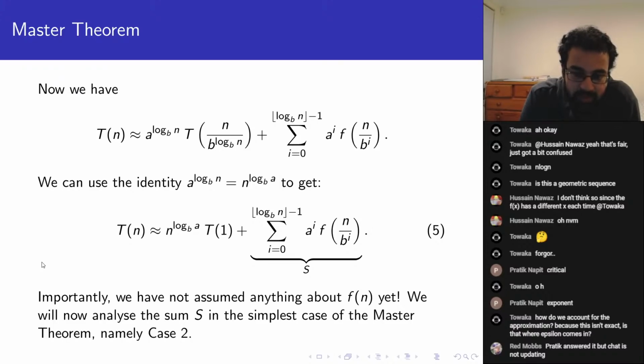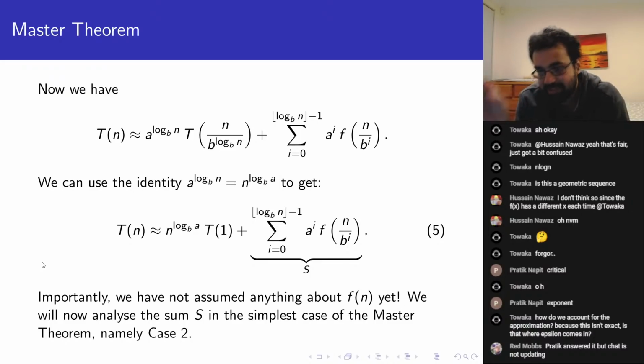At this point, we've simplified the first term. We've said that the solution to this recurrence is the critical polynomial times a constant t of 1 plus this sum s. And this sum s depends on a and b, as well as the top limit of the sum, log base b of n. However, just to work on this sum in general is pretty much impossible because you don't know anything about f. You can't really work with this as a geometric series because f could be anything. But this is where the three cases of the master theorem, giving you assumptions about f, come into play.